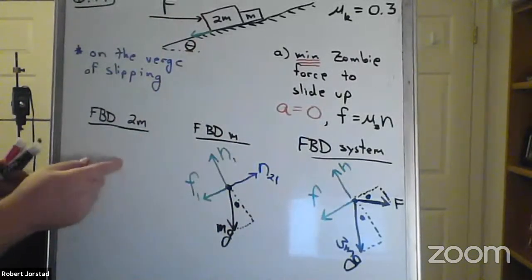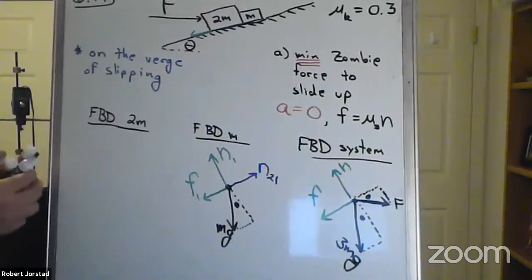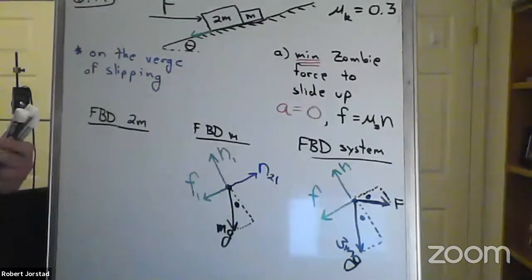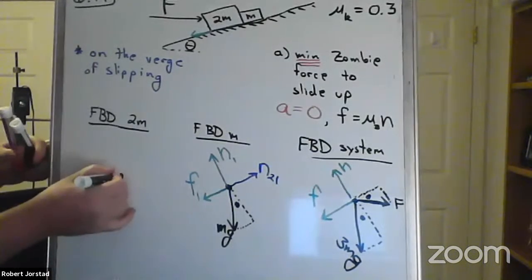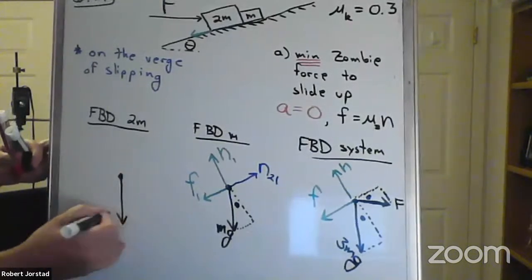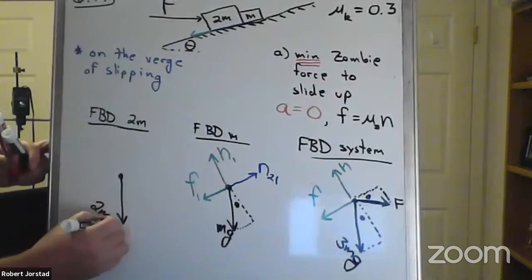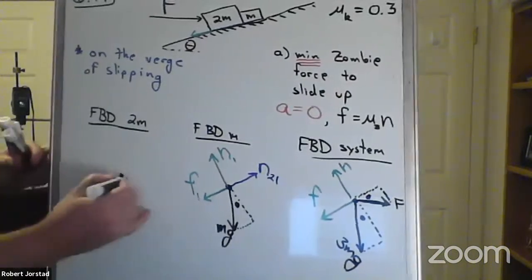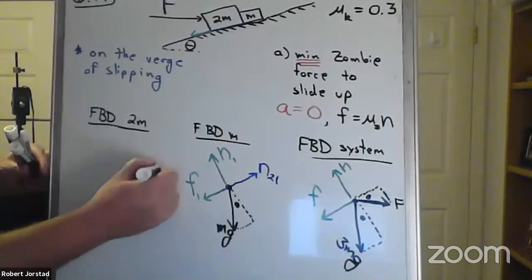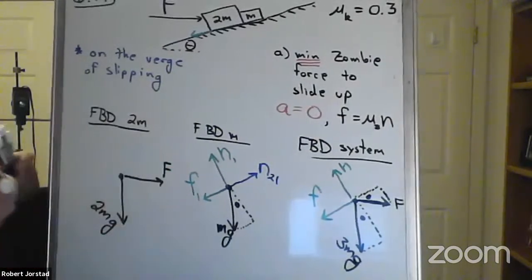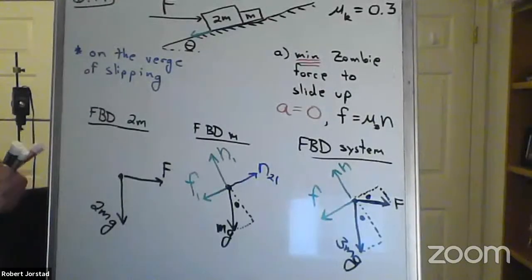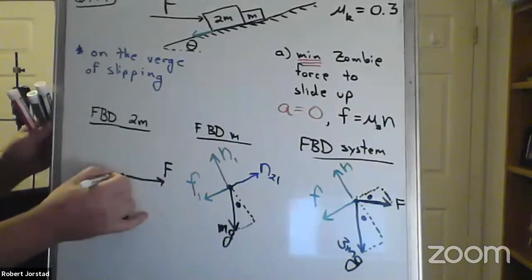All right, so let's go over to here. What are we going to get here? Well, I know 2mg. I'll do that. Hey, I know there's a force F. I got that. All right, what else? N1 on 2. Which way? Diagonal to the bottom left. Yeah, down the plane.